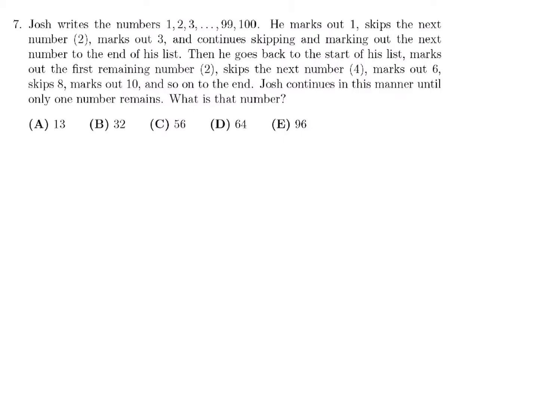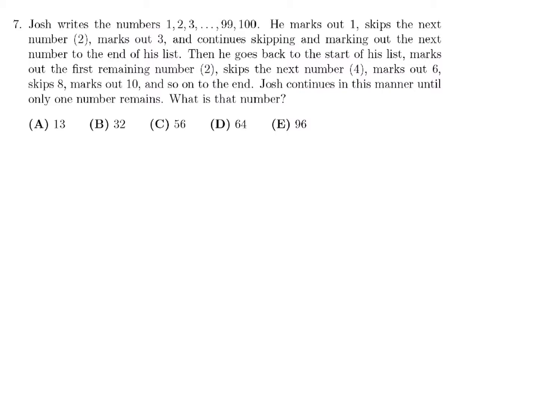Josh writes the numbers 1, 2, 3 all the way to 99, 100. He marks out 1, skips the next number, 2, marks out 3, and continues skipping and marking out the next number to the end of his list. Then he goes back to the start of his list, marks out the first remaining number 2, skips the next number 4, marks out the 6, skips the 8, marks out the 10, and so on to the end. Josh continues in this manner until only one number remains.